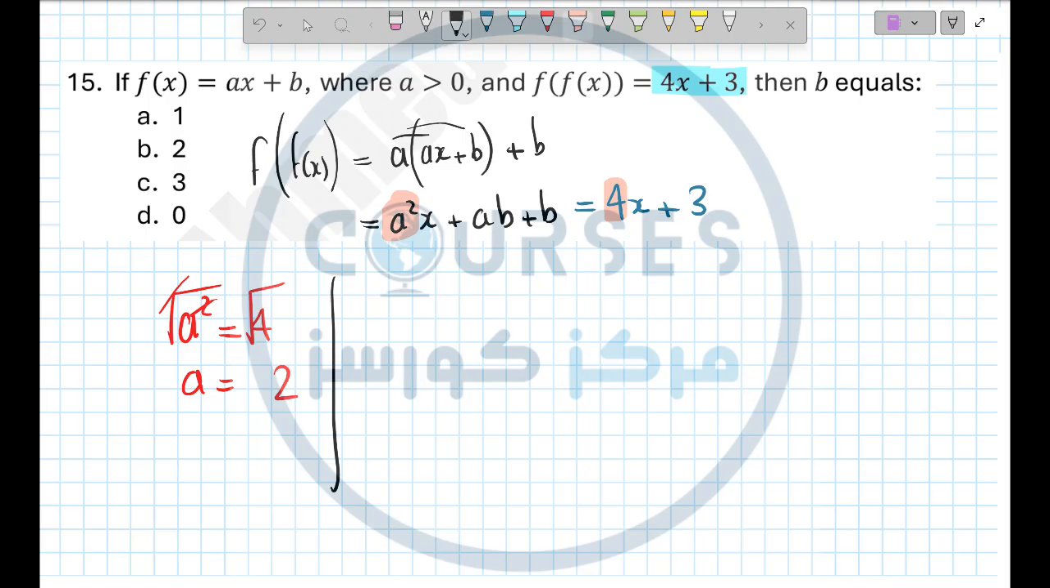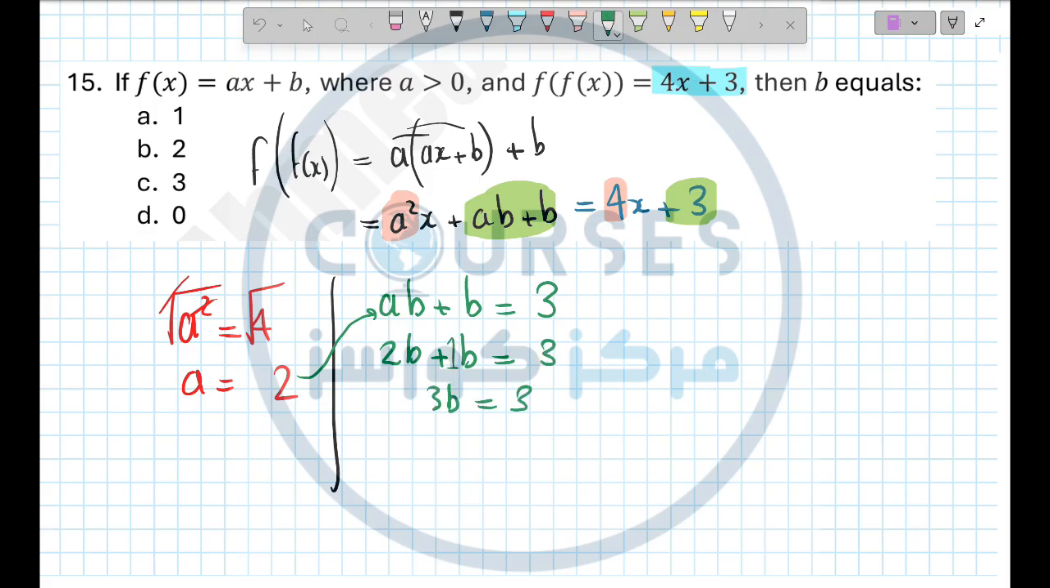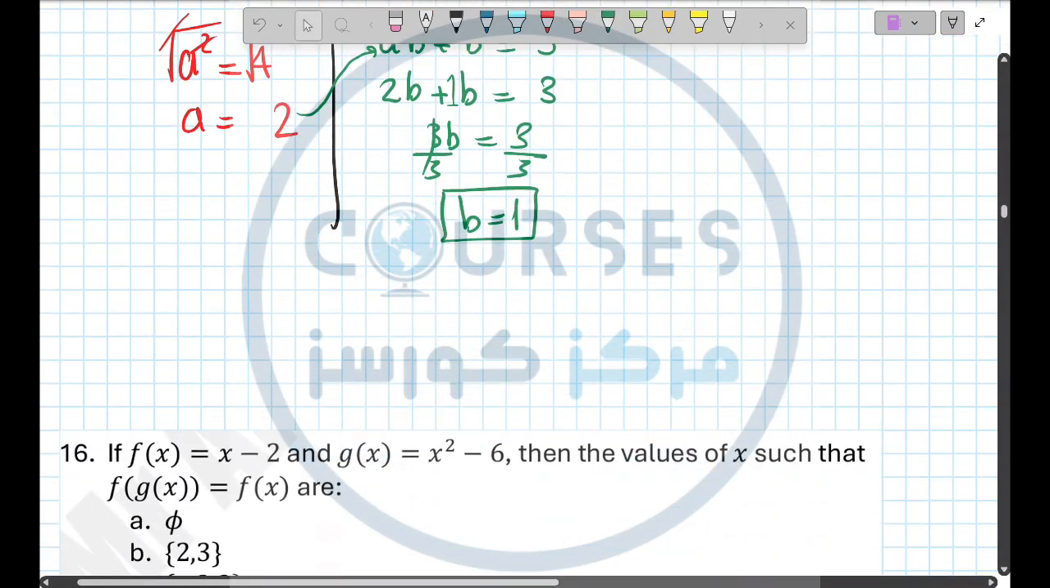Okay, now that we have a, also the numbers without x equal the number without x. So ab plus b is equal to 3. But we just found a is 2. So 2b plus b equal to 3. 2b plus 1b is 3b equal to 3. Divide by 3, divide by 3, b is 1. And he was actually looking for b, so b is 1.